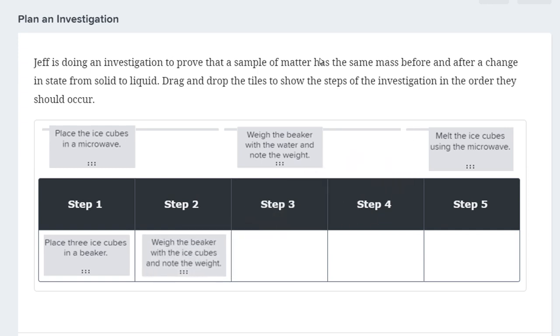He would have to weigh the beaker. Remember, I just said a few minutes ago, if you want to find out what was lost, you measure it before you complete or you add the heat. You have to measure it and weigh it before. So he has to first place the ice cubes in the beaker and then weigh the beaker and the ice cubes and write down the weight. Now, what is he going to do in step 3?